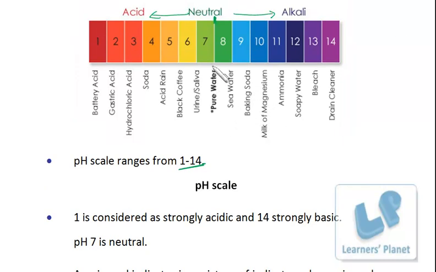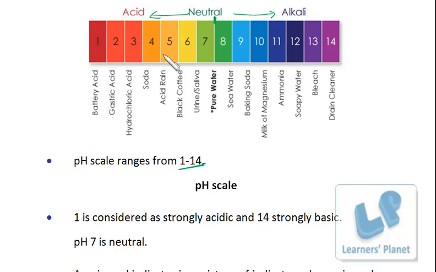Some examples I have taken over here. Pure water, it is neutral. Drain cleaner, it is highly basic. Battery acid, it is highly acidic, right? So when you go this way, acidity is increased. So you can say hydrochloric acid is less acidic than battery acid, right? Or on this side, soapy water is less basic than drain cleaner. Okay, so these are very common examples.